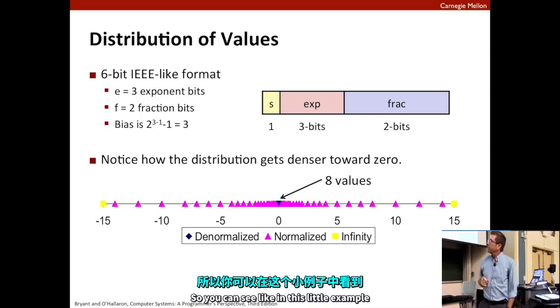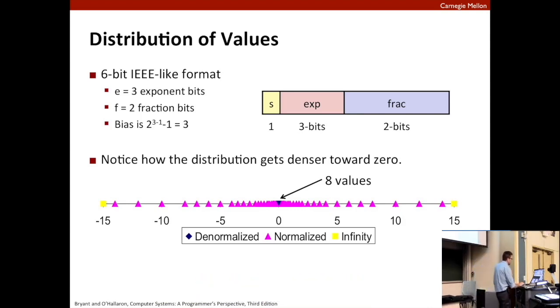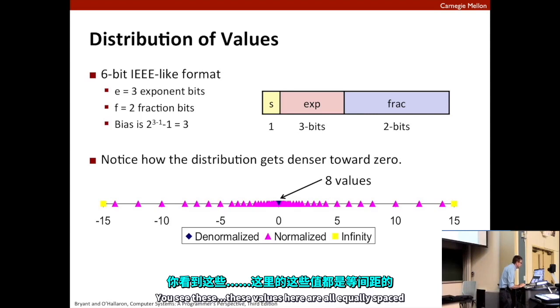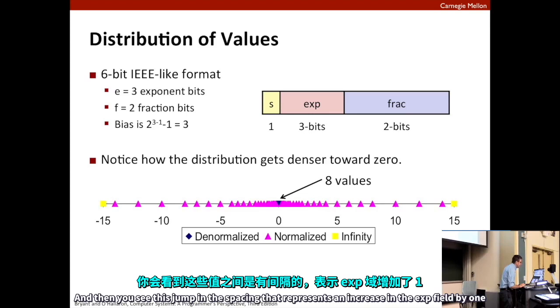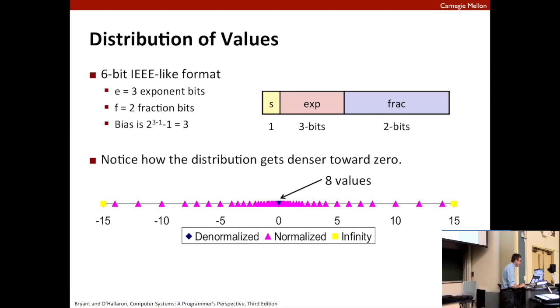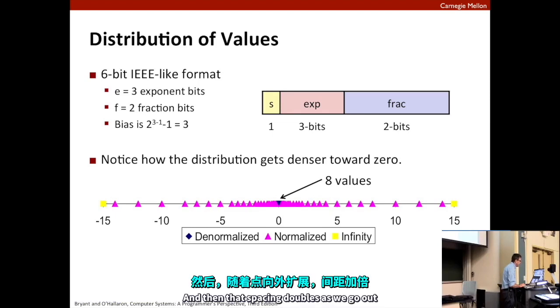So you can see, like in this little example, these values here are all equally spaced. These 4 values are equally spaced, and they're right next to each other. And then you see this jump in the spacing. That represents an increase in the EXP field by 1. And then that spacing doubles as we go out.